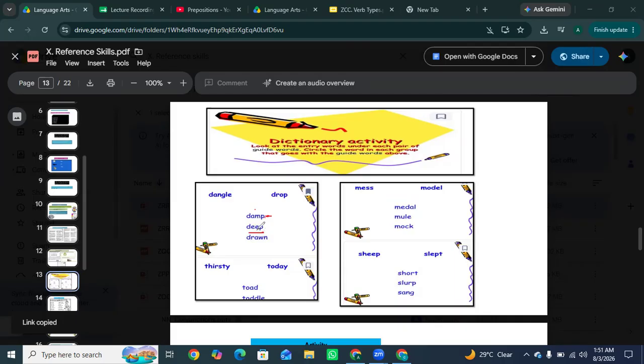The next one is deep. D-double-E-P. It starts with D-E. Since E comes after A, and before R, deep is on this page. The next one is drawn. DRA comes before DRO, which is draw. So drawn is on this page.